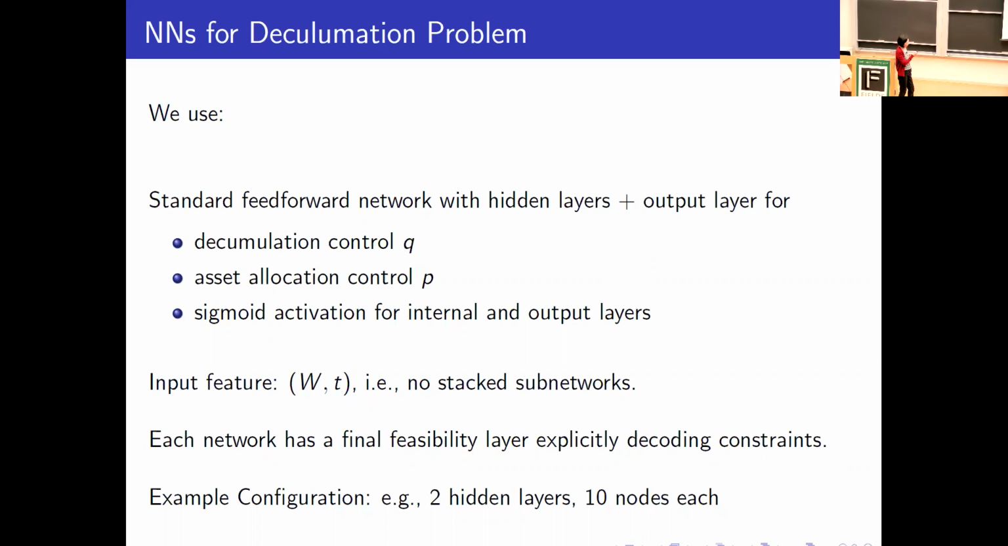Okay, so here's the thing. I said there are constraints for my withdrawal and allocation, right? How does a neural network handle that?